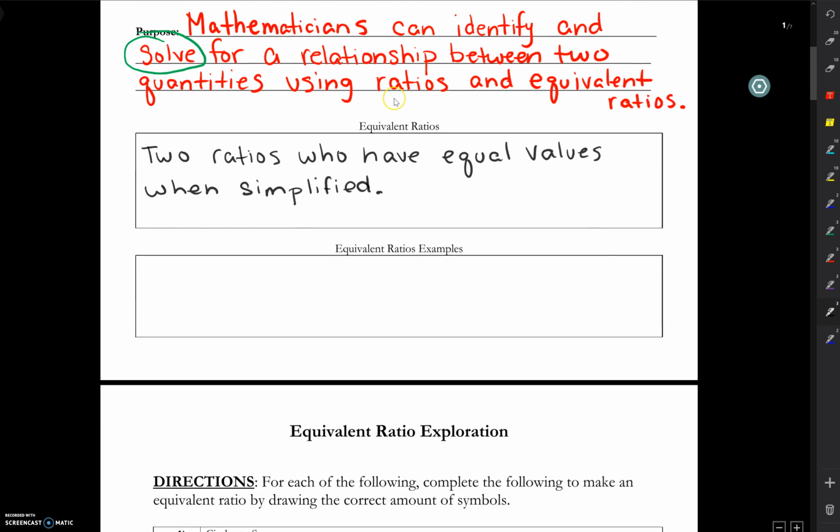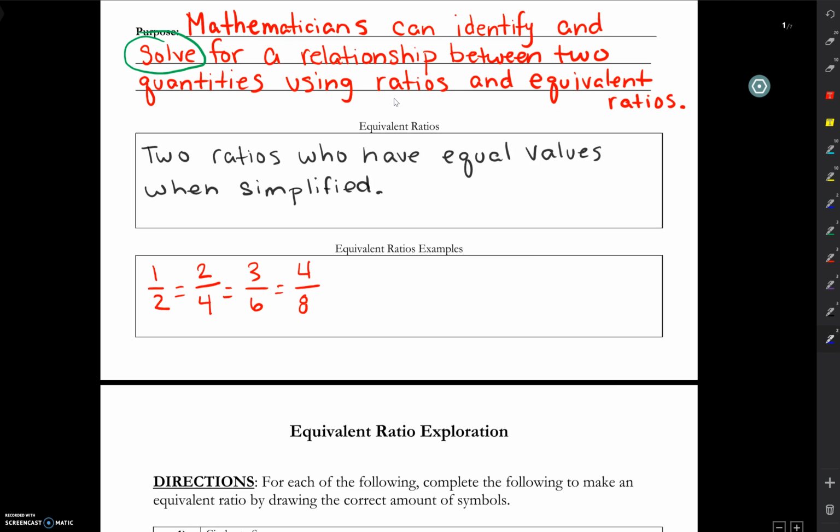Some examples of equivalent ratios are 1/2. So maybe one dog to two cats. And if you have one dog to two cats, if you had two dogs, you would have four cats. If you had three dogs, you'd have six cats. If you had four dogs, you would have 8 cats. So these are equivalent ratios.